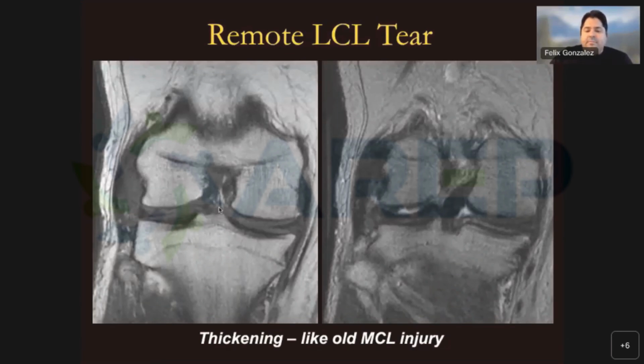Sometimes T1 or PD can help you out. If you see an area of thickening that is dark on T1 and T2 as well, that basically means that this injury is old and had resolved, but in its place you have thickening and fibrosis of that ligament.